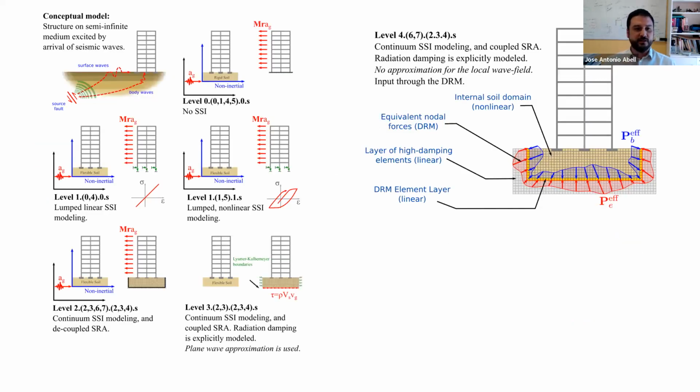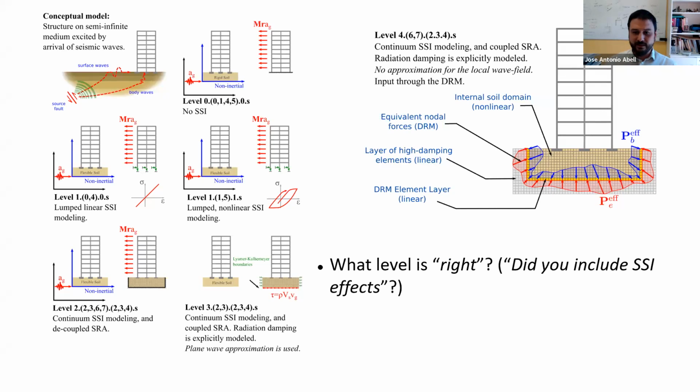So out of all these levels, here I have all the simulation levels you can pick, and the big one over here is level 4 with the DRM. How do I know which level to choose for a particular structure that I'm interested in? What level is right? In other words, did you include SSI effects, and how? Well, that's going to depend on context.